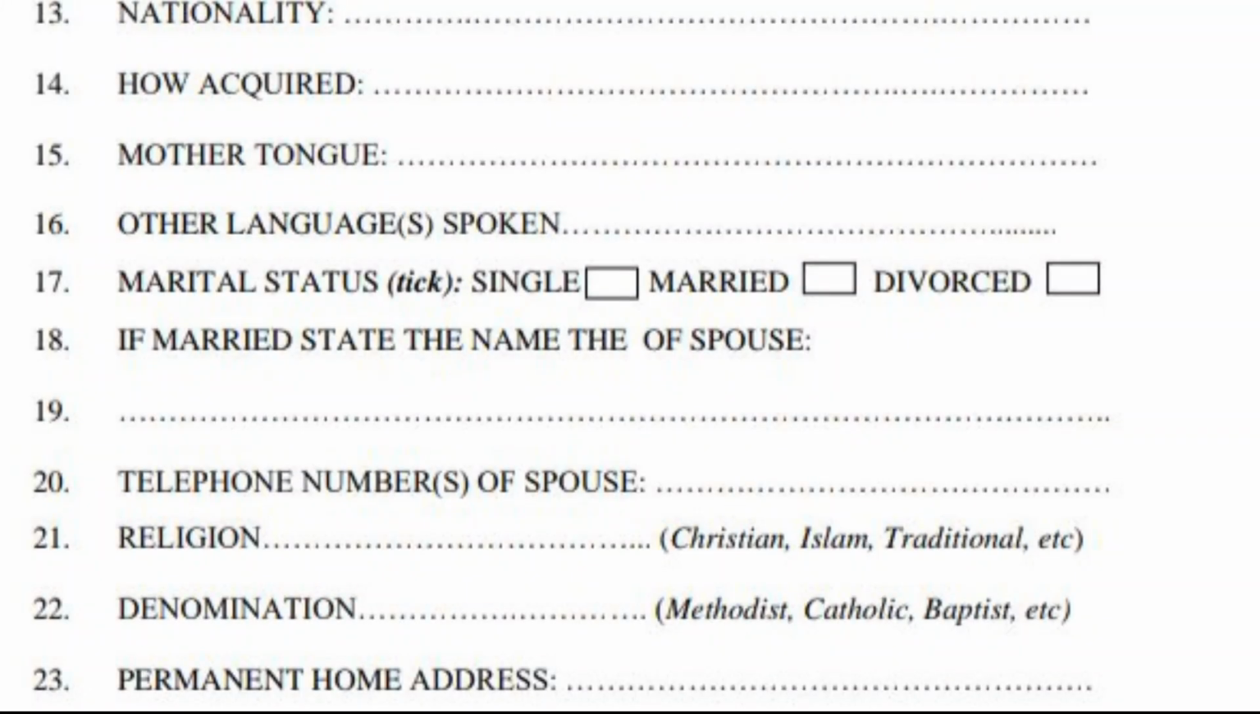The next thing is other languages spoken. So apart from your mother tongue, what language do you speak? English or any other language, you input it there. Your marital status, are you single, are you married, or are you divorced? If married, state the name of your spouse. Then the telephone number of your spouse. If you're not married, it's not compulsory to input that.